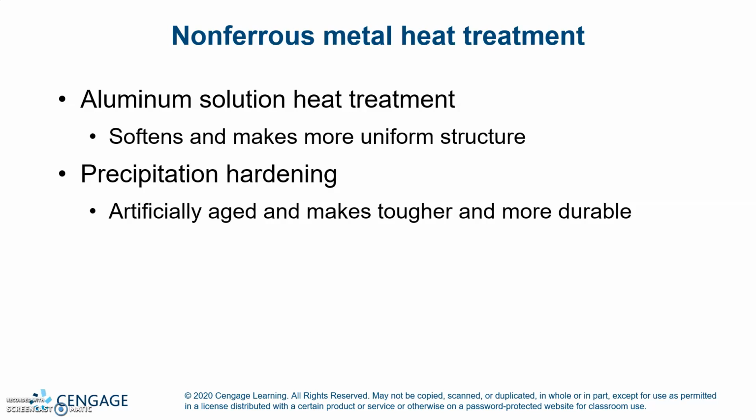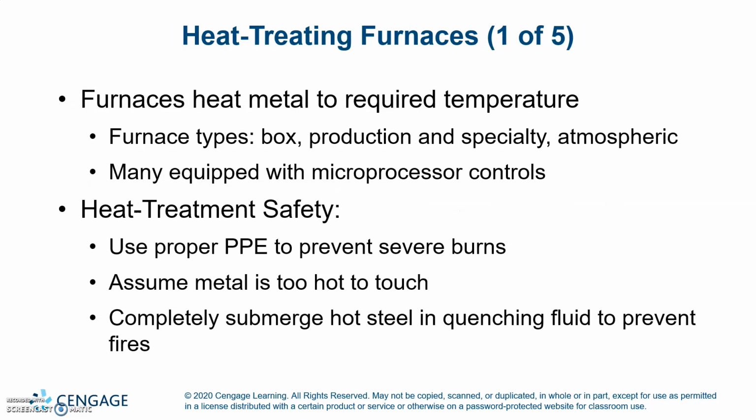Non-ferrous metal heat treatment. Aluminum solution heat treatment softens the metal and makes a more uniform structure. Precipitation hardening artificially ages the metal and makes it tougher and more durable. Heat treating furnaces heat metal to the required temperature. Furnace types include box, production and specialty, and atmospheric, and many are equipped with microprocessor controls.